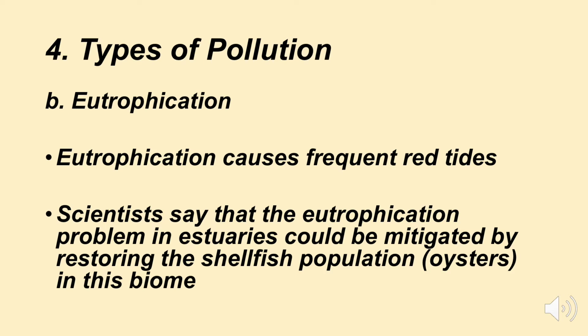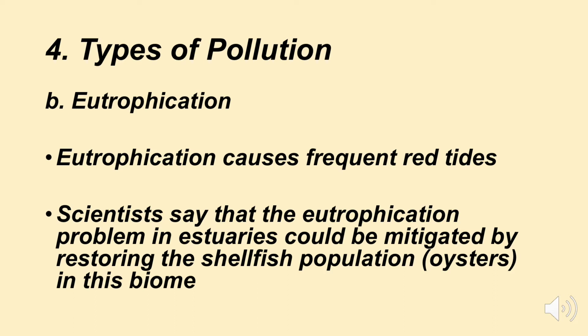And scientists say that the eutrophication problem in estuaries could be mitigated by putting organisms in the estuaries that could filter out nutrients. And there has been some research trials with this, particularly in the Chesapeake Bay, where they've tried to restore shellfish populations and things like oysters. And they sift nitrogen and phosphorus out of the water and actually improve water quality, and there's some promise here.